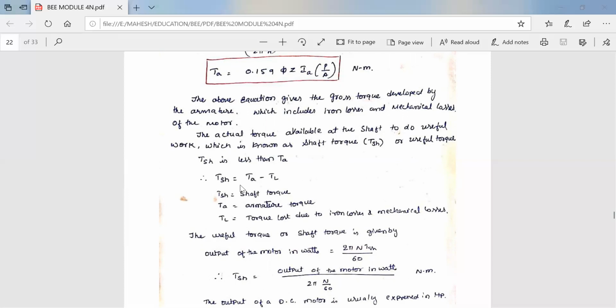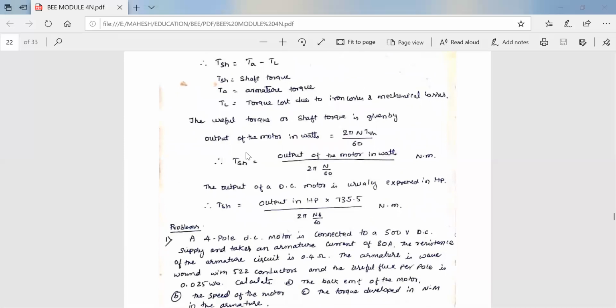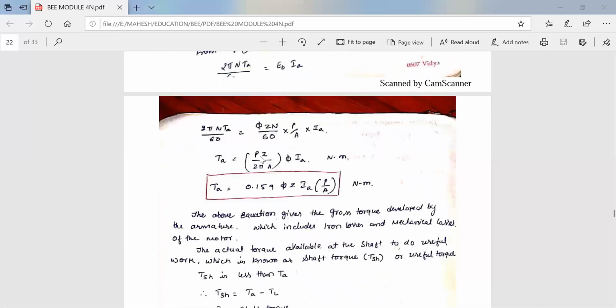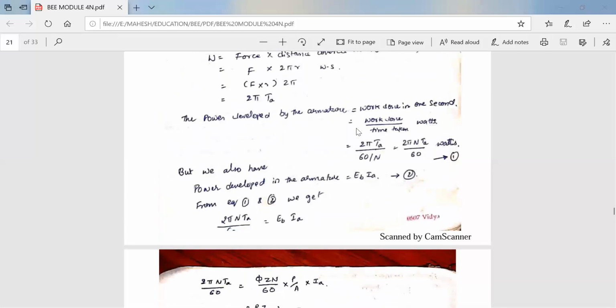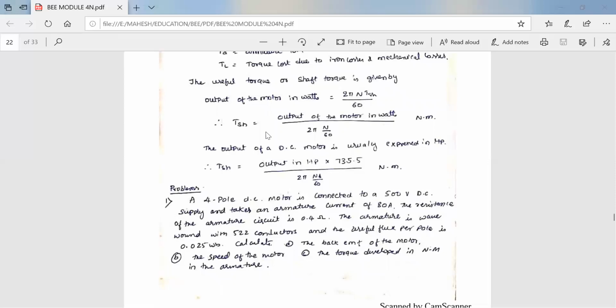So TSH equals Ta minus TL, where TSH is shaft torque and Ta is armature torque. And as I told, TL is torque due to losses, that is iron losses and mechanical losses. If we want to calculate the useful torque, first I consider the output of the motor, means the power of the motor. Here you have seen the equation, it is given by 2 pi n Ta divided by 60. If I want to calculate the shaft torque, in the place of Ta you substitute TSH. Therefore output of the motor equals 2 pi n TSH divided by 60.